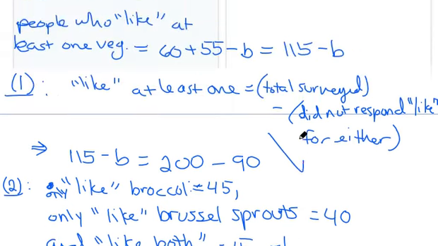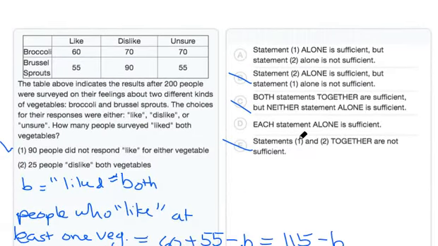So this statement alone is not sufficient, and if we scroll back up, we can eliminate answer choice D, and the correct answer would be answer choice A. Statement 1 alone is sufficient, but statement 2 alone is not sufficient.